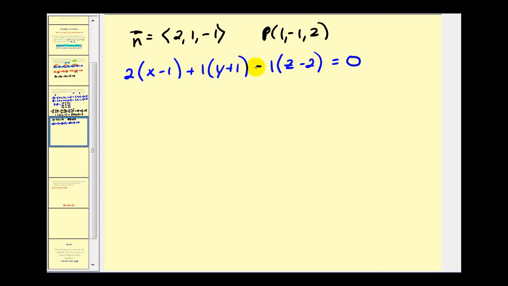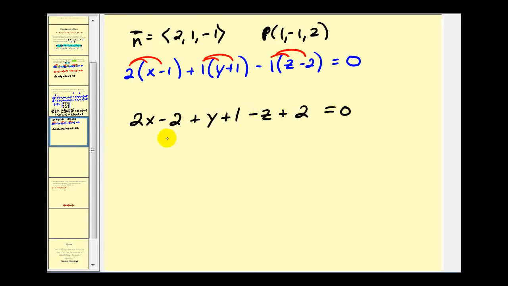Now we could go ahead and eliminate these 1's here if we wanted to, but we'll go ahead and call this the standard equation of the plane. And now to find the general equation, we'll go ahead and just distribute and combine our like terms. So we'll have 2x minus 2 plus y plus 1 minus z plus 2 equals 0. So we'll have 2x plus y minus z, and our constant term is going to be -2 plus 1 plus 2, that'll be plus 1.